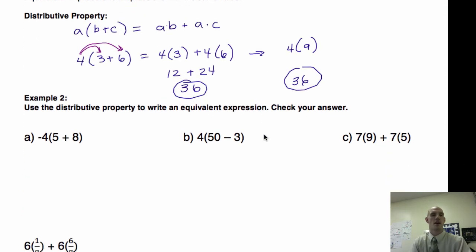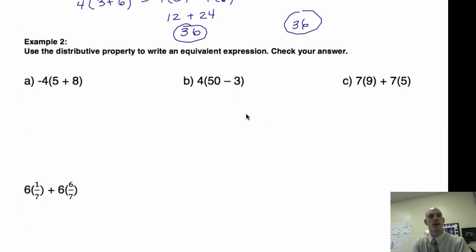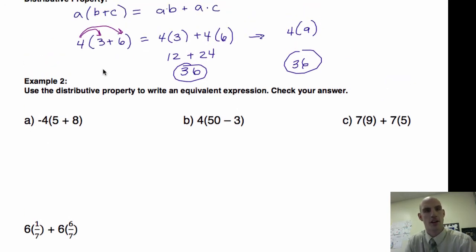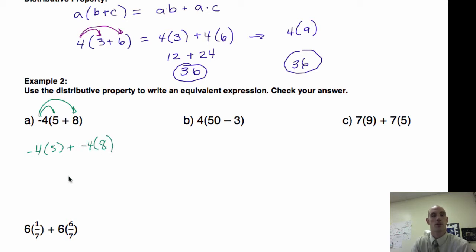Down below here, in example 2, we're going to use the distributive property to write an equivalent expression. Well, in this case, kind of like up here in the distributive property description, we've got a negative 4 that's being distributed to the 5 and the 8. If I write a pair of products, negative 4 times 5 plus negative 4 times 8, what I end up with is negative 20 plus negative 32, which gives me negative 52.